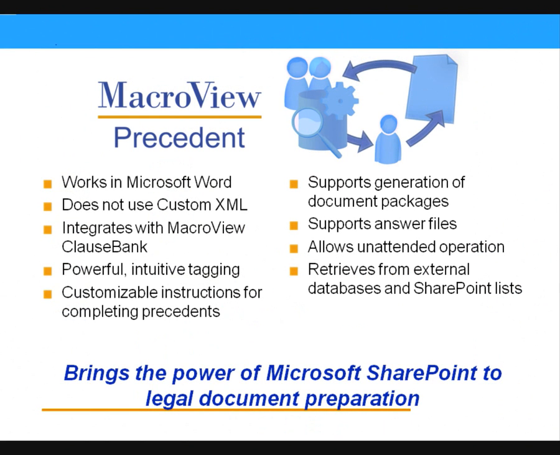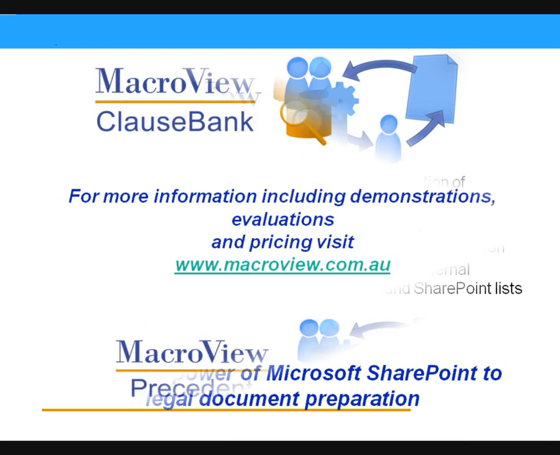This slide summarizes the features of MacroView Precedent. As we have seen, Precedent runs in Microsoft Word, which means that we can use familiar Word techniques to mark up and format our precedent documents. The output of MacroView Precedent is a Word document. Importantly, that Word document does not contain any custom XML. MacroView Precedent can even be run in unattended mode, which means that all the responses and variable data are coming from the answer file or from an existing data source. As we have seen, that data store can be a list in SharePoint, but it can also be any data store that can be accessed via a .NET web service.